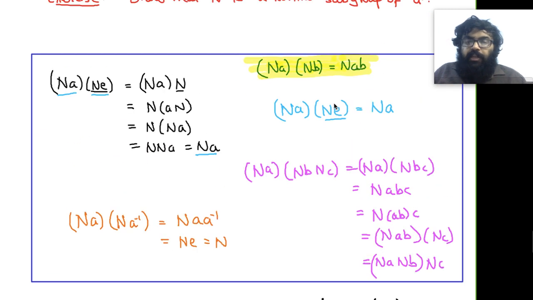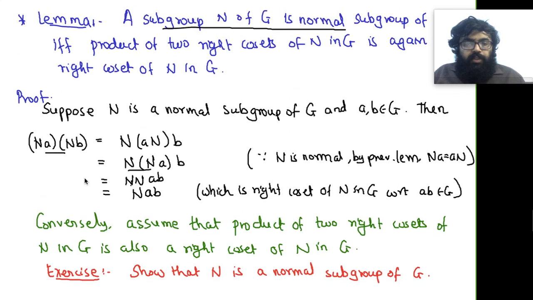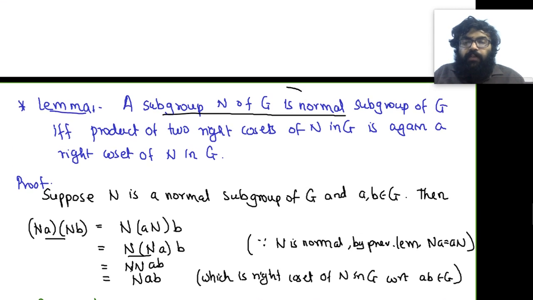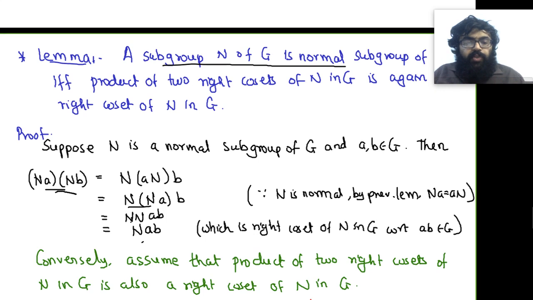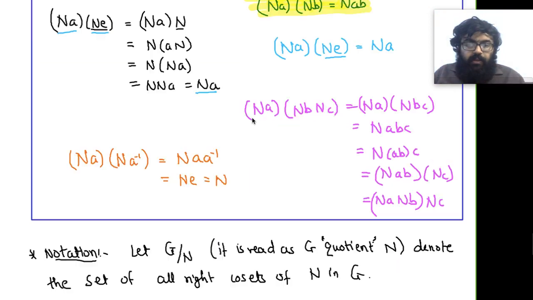When is it a group? When N is normal, because everywhere we are using NaNb equals Nab. When can we write that? The product of two right cosets is a right coset. The lemma holds if and only if N is a normal subgroup of G. Then only the product of two right cosets of N in G is again a right coset. So NaNb equals Nab, and that is only true when N is normal.